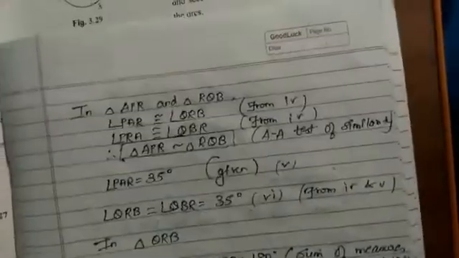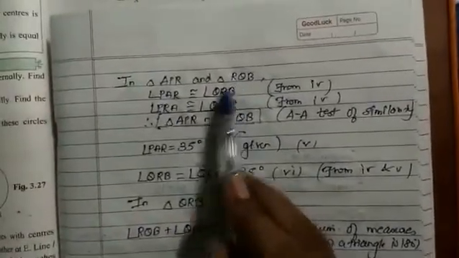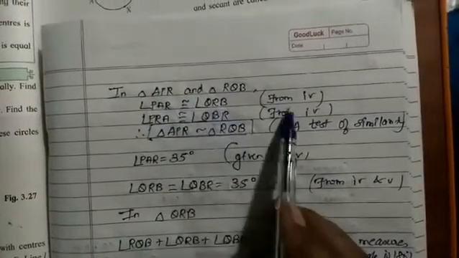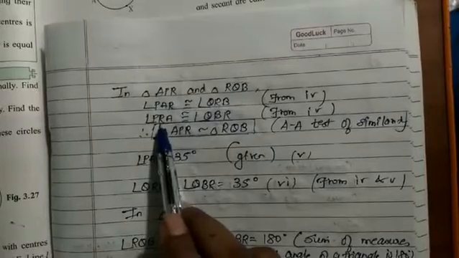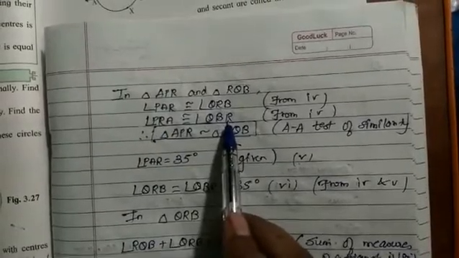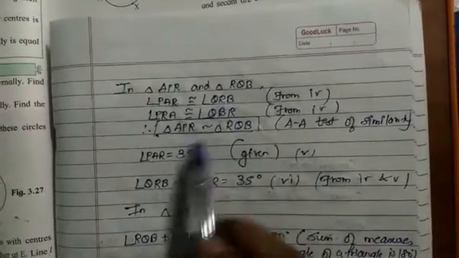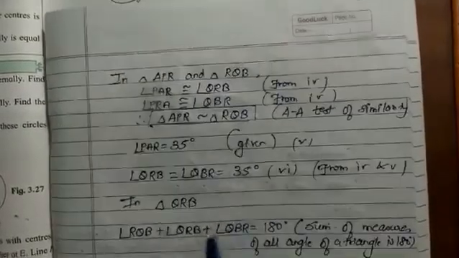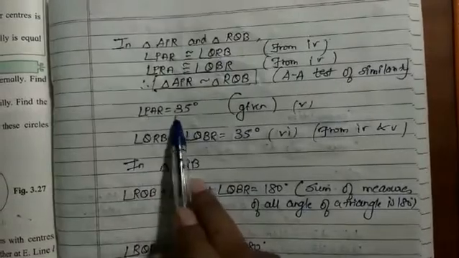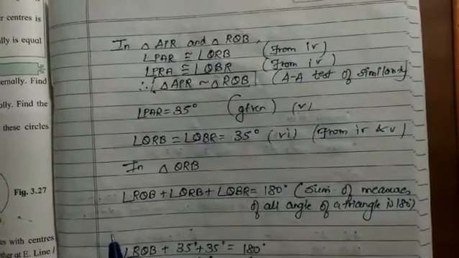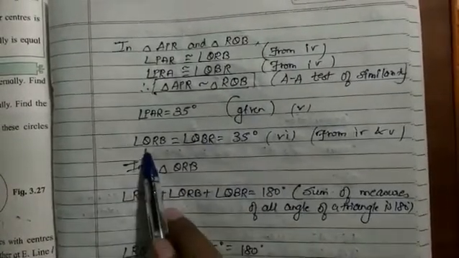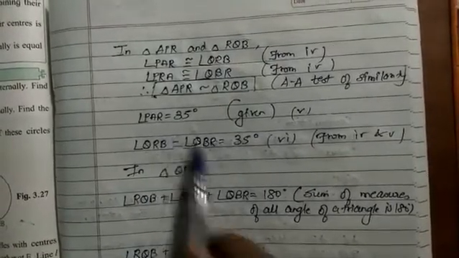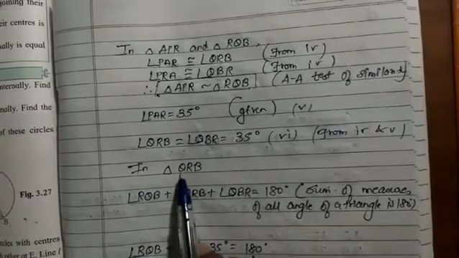Now in triangles APR and RQB, we know angle PAR is congruent to angle QRB from fourth, and angle PRA is congruent to angle QBR from fourth. So we can say that these two triangles are similar by AA test of similarity. We know this angle PAR is 35, given. We also know that angle QRB equals angle QBR equals 35. Both are the same.